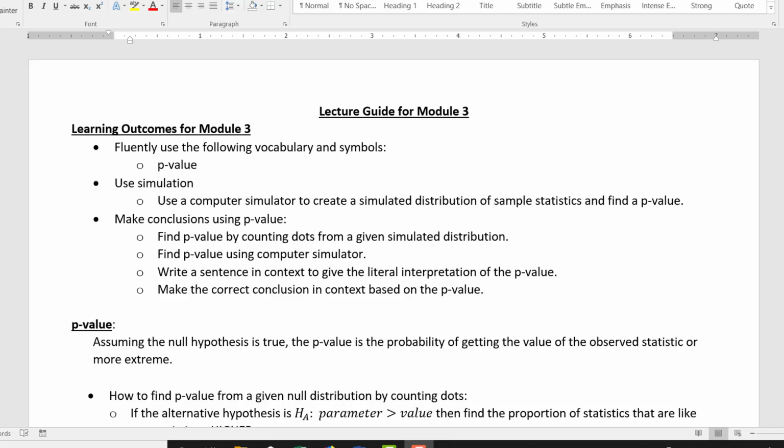This is Module 3, first video. We're going to discuss the first page of the lecture guide, which is discussing the idea of p-value. P-value is a value that we are going to use for the rest of the semester as a value that helps us understand the strength of evidence that we have against the null hypothesis. Another way to say that is saying the strength of evidence that we have in support of the alternative hypothesis.